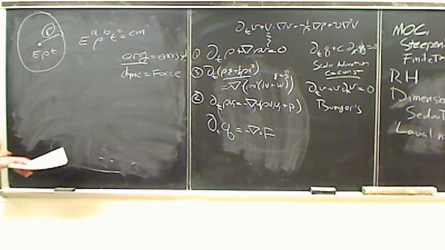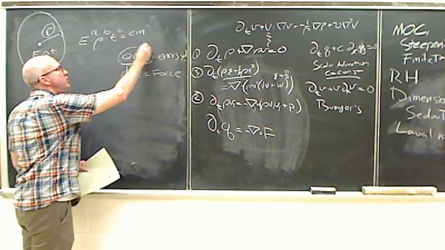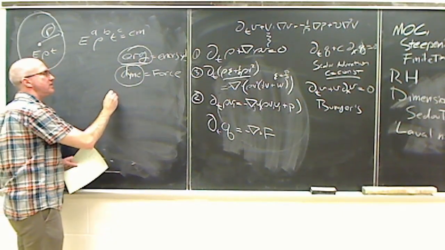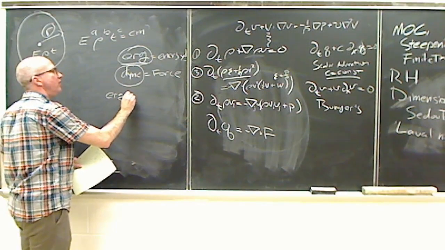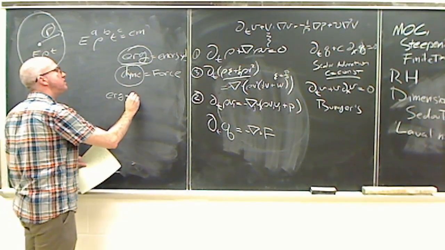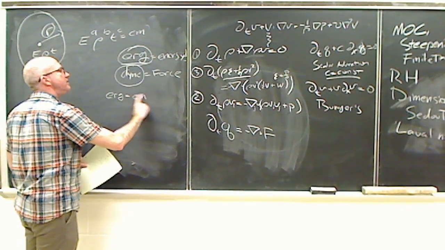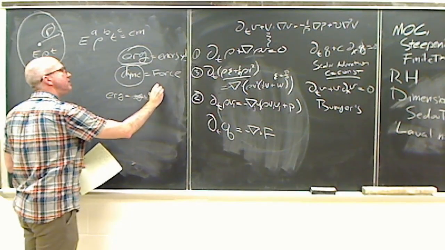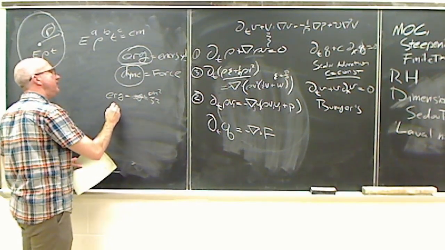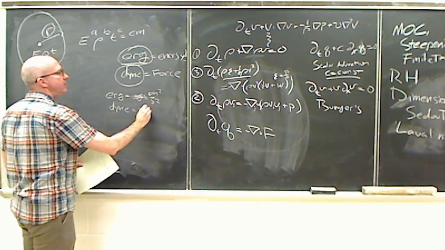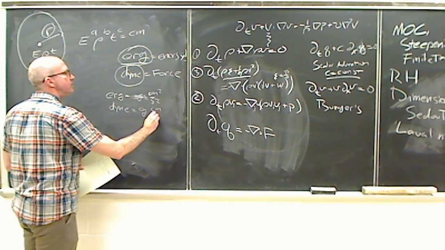Anyway, the erg is the unit of energy in CGS, and the dyne is the unit of force in CGS. So you can sort out what they are. An erg is an energy, so it's going to be a mass times a velocity squared: a gram centimeter squared per second squared. And a dyne, which we use less often, is a gram centimeter per second squared.